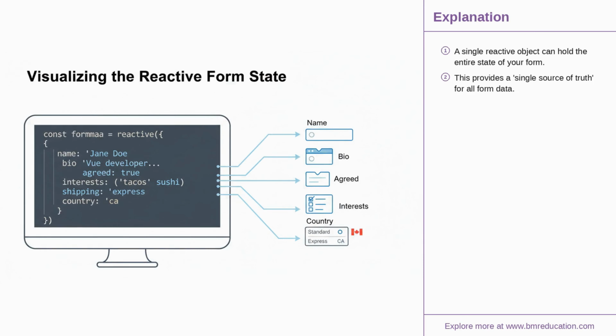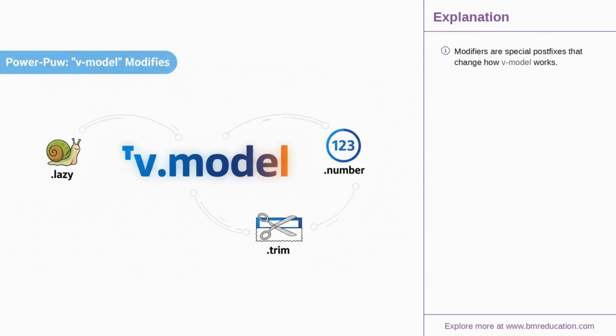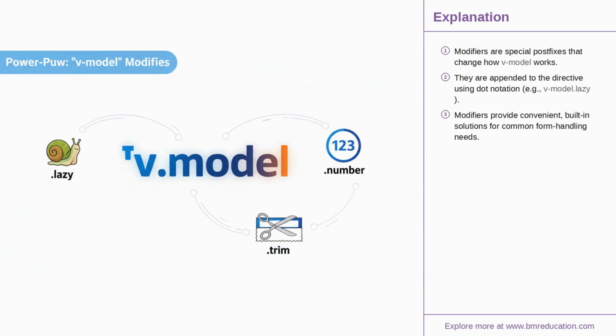So far, we've built up a nice form state. Let's pause and visualize our form data object. As we've added inputs for name, bio, interests, and more, our reactive object has been tracking every change. This single source of truth is incredibly powerful, making it easy to see the complete state of the form at any time. Now that we've mastered the basics, let's supercharge v-model with modifiers.